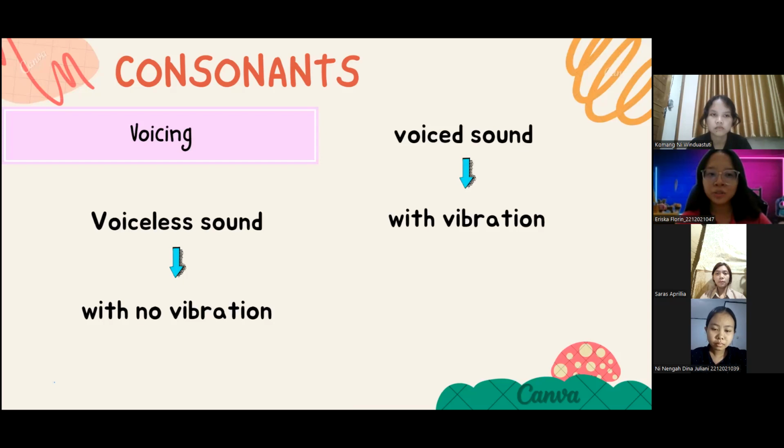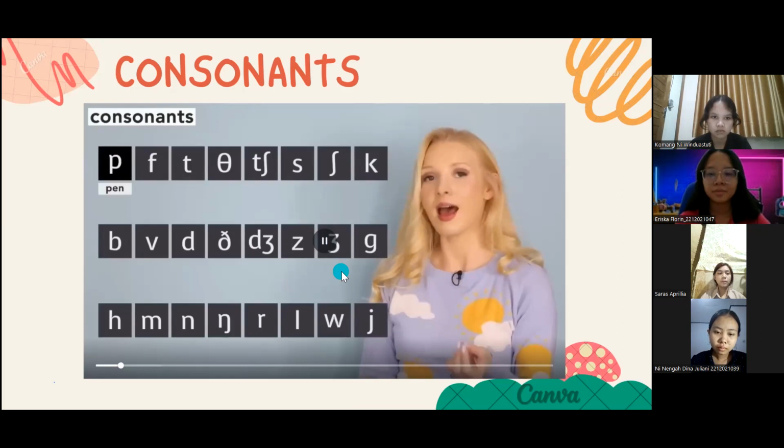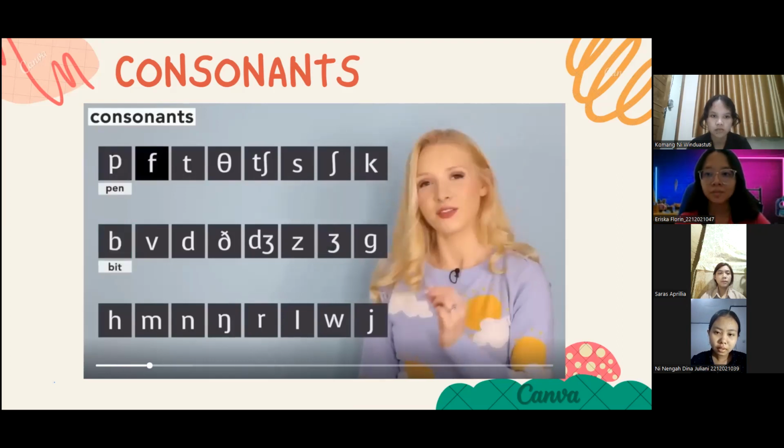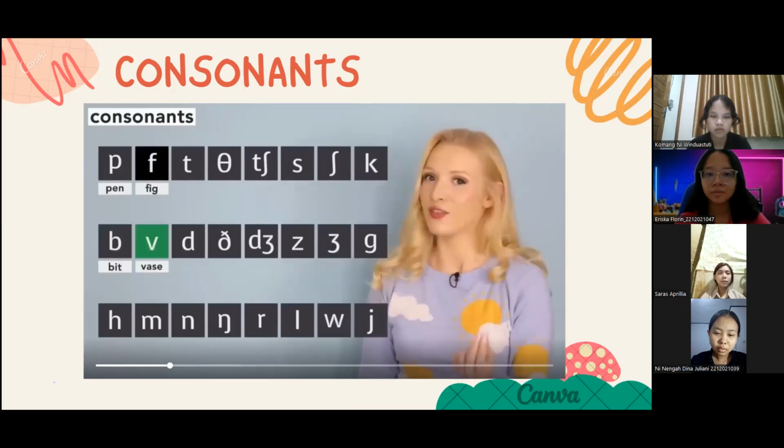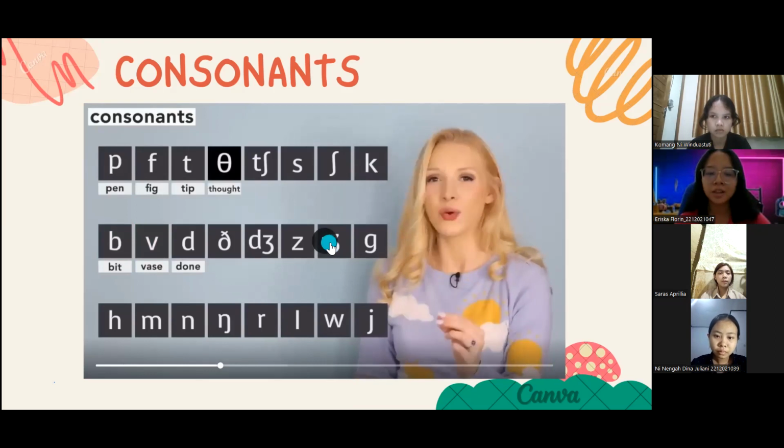In voicing, there are two kinds of sounds, voiced sounds and voiceless sounds. A voiced sound means that you produce the sound with vibration. And a voiceless sound is a sound you produce with no vibration. Next. We have p as in pen, and b as in bit, f as in fig, and v as in vase, t as in tip, and d as in done, and k as in fork. Okay, thank you.